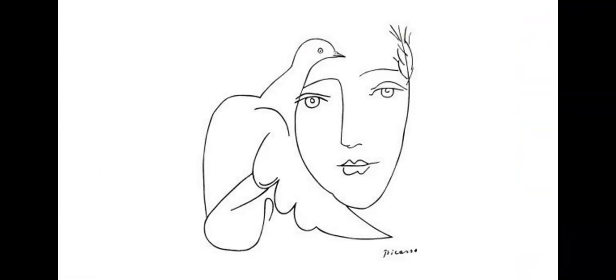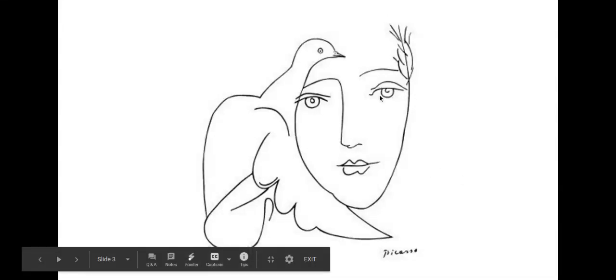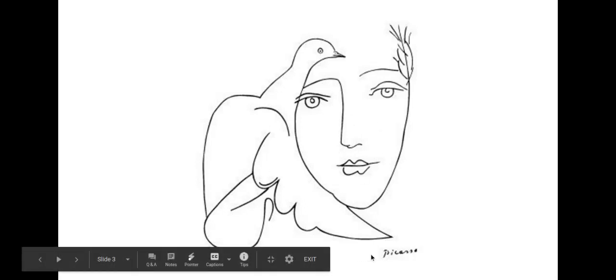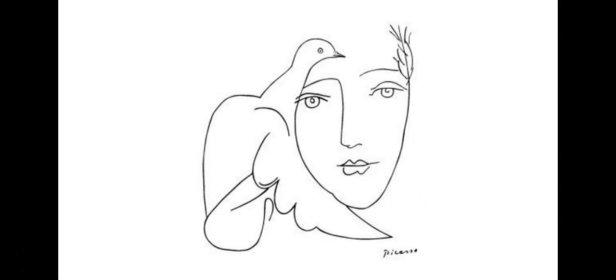This is a very simple line drawing. It's by an artist whose name was Pablo Picasso. He's a very famous artist. And you can see that he used very simple lines. We have vertical lines and curved lines and diagonal lines here. And all of these lines show a woman's face and a bird, a dove, together. And it's very simple, but with just a couple of lines, it has very clearly shown us an idea.